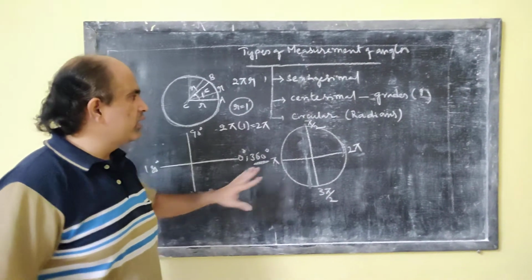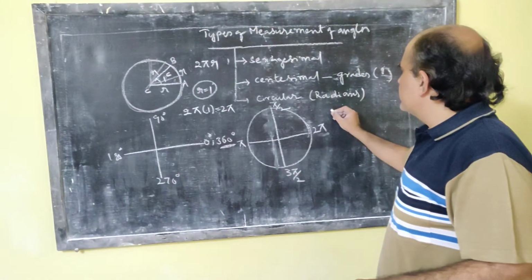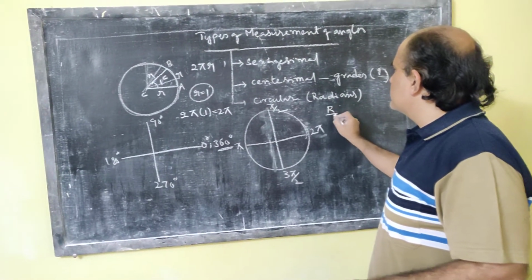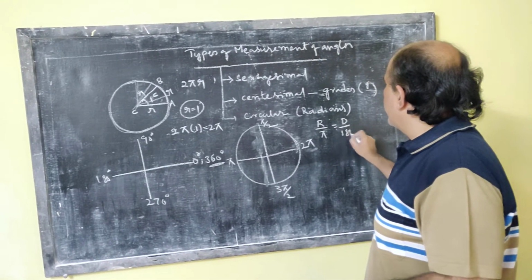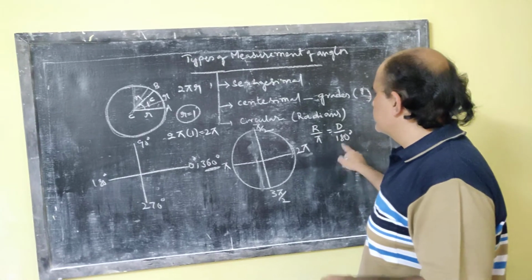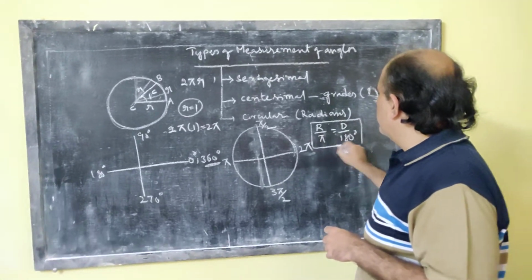Now let us frame a relation between these two. Just remember one thing, that is radians by pi is equal to degrees by 180. So don't cancel these two. This is the relation you are going to remember.